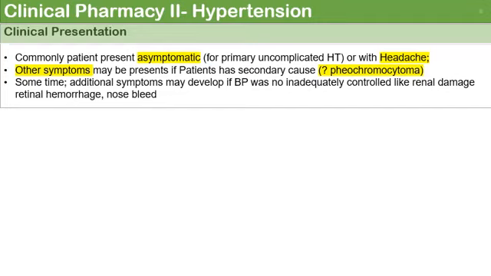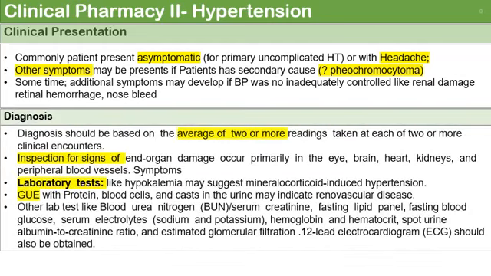Sometimes additional symptoms may develop if the blood pressure is inadequately controlled. Severely elevated blood pressure may lead to end organ damage like kidney damage, retinal bleeding, nose bleeding, and other symptoms. How can we diagnose hypertension?